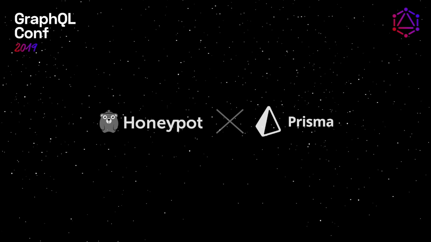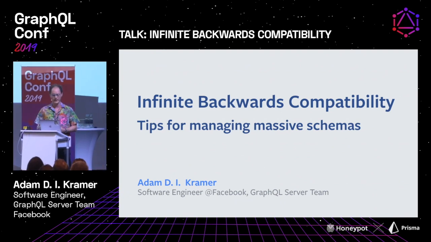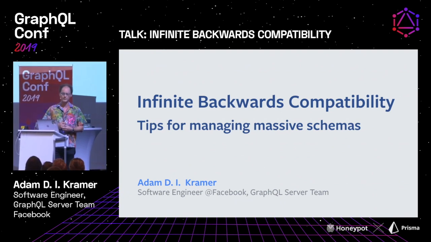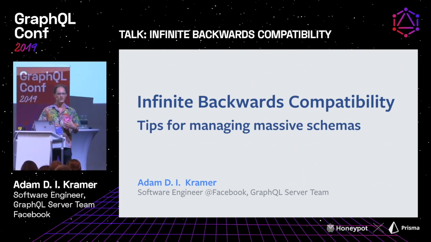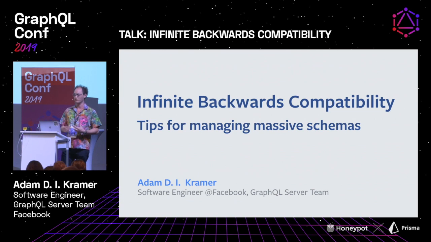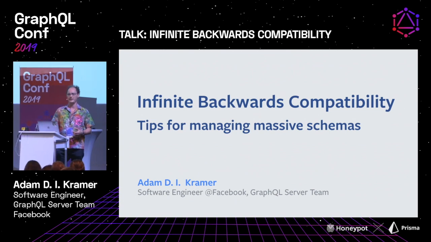I'm Adam. I'm from the GraphQL server team at Facebook, which is a small social media company in the Bay Area. I'm going to be talking about infinite backwards compatibility and other issues that you face when your schema gets really, really big. So for those of you who haven't deleted the app yet, it's powered by somewhere around 30, 40,000 object types with like 200,000 fields.